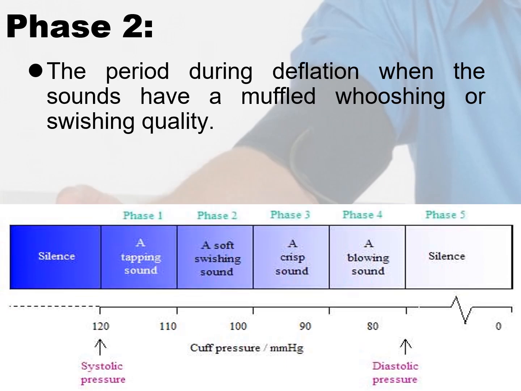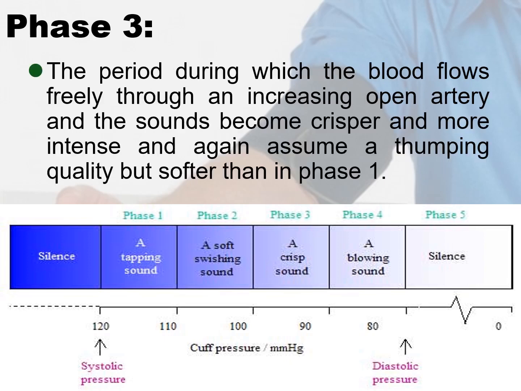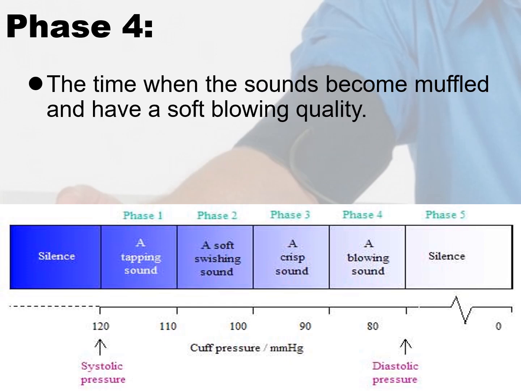Phase 2 is the period during deflation when the sounds have a muffled, whooshing or swishing quality. Phase 3 is a period during which the blood flows freely through an increasingly open artery, and the sounds become crisper and more intense, and again assume a thumping quality but softer than in phase 1.